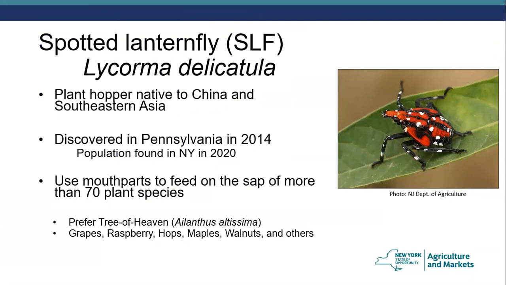They use their mouth parts, the piercing, sucking mouth parts, to not so much suck, but it's more of a filter feeder. They use the pressure from the plants to push the sap through their bodies. And they feed on about 70 different plant species. They prefer tree of heaven, or Ailanthus, but they also feed on some agriculturally significant plants, such as grapes, hops. They have been found on apples, but there really hasn't been any damage to apple crops yet that we're aware of. Silver and red maples, they will attack walnuts and others.